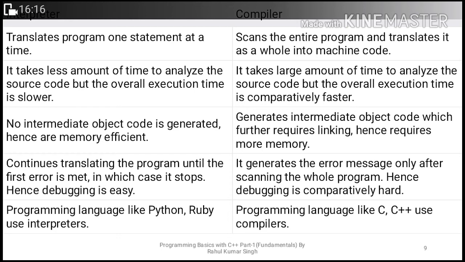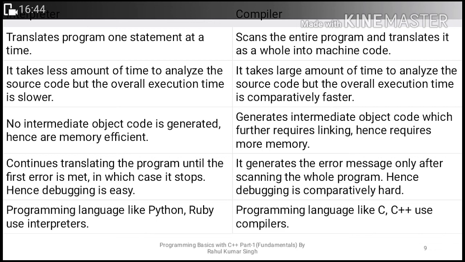Now it continues translating the program until the first error is met. In each case it stops, hence debugging is easy. Means if you have written one line and you press enter, it will show the errors in the previous line if there are any, otherwise it will execute directly. But in a compiler, if you have made so many errors, you will get a lot of errors at a time, and you need to debug all of them.